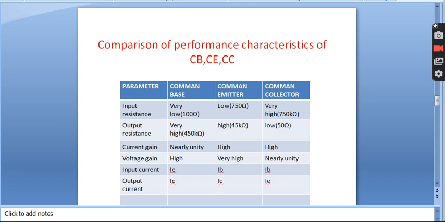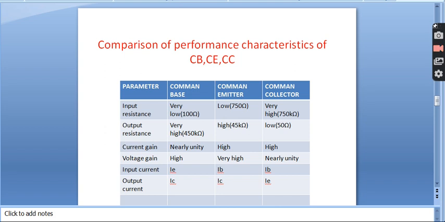Of these, we mostly use the CE amplifier. In CE configuration we have high voltage gain and high current gain, and due to these we get a high power gain. At the same time, the input resistance and output resistance are moderate. That's why the CE configuration is mostly used as an amplifier.